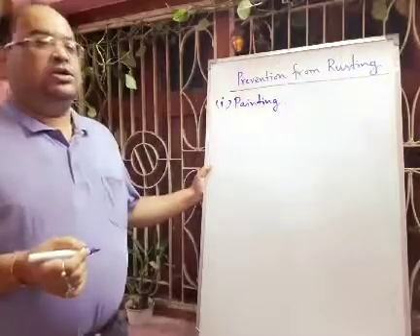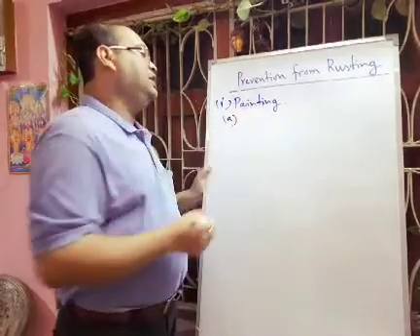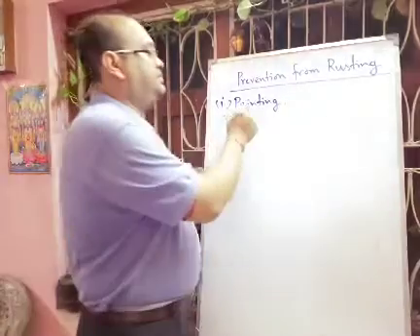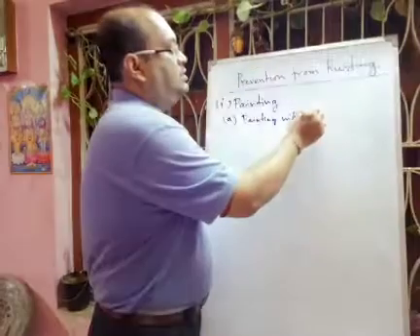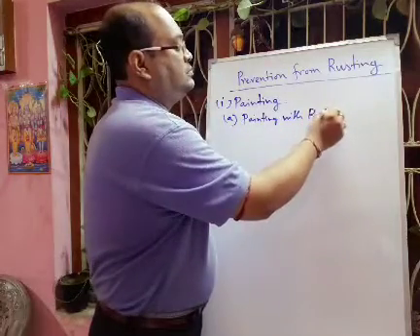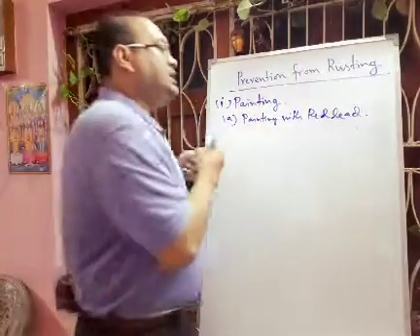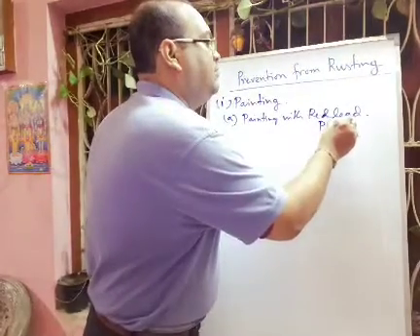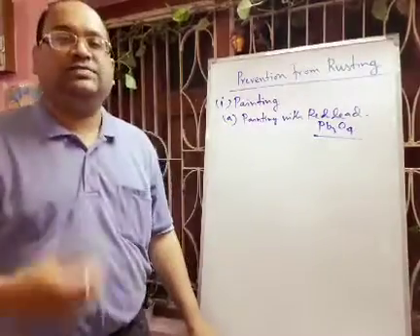Different processes of painting are discussed in your book. First we can do painting with red lead. Now what is red lead? Red lead is a compound, Pb3O4. Here lead is present both in the +2 state as well as the +4 state.